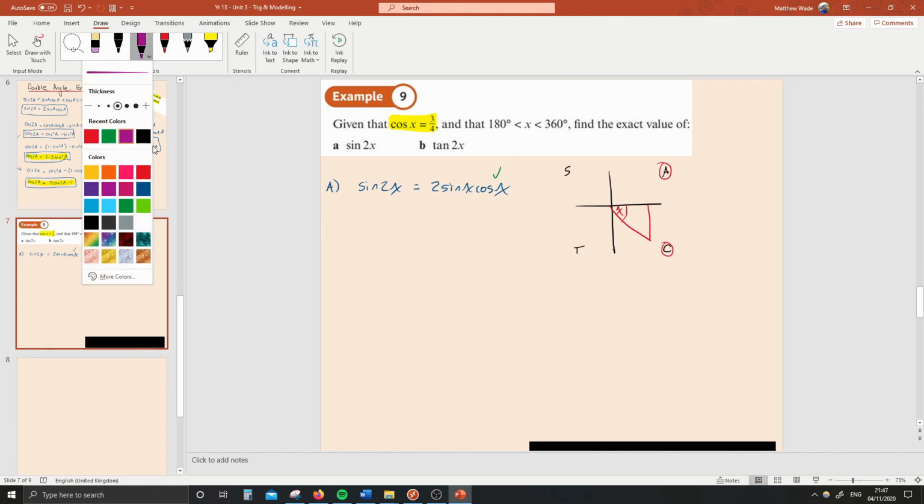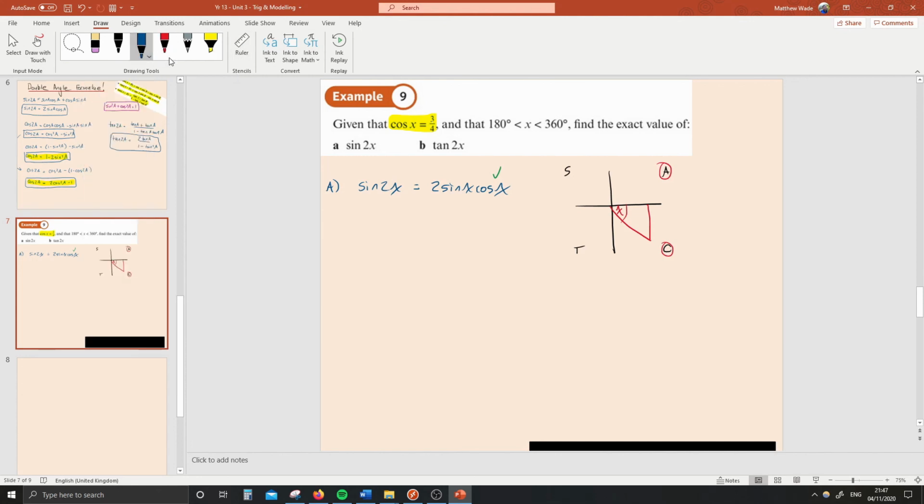Now, the only extra thing we've got to do, buddies, is get it labeled. Cos of x is adjacent, which is 3, over hypotenuse, which is 4. It's a 3, 4, 5 triangle, so that's 5. What kind of 5 is it, though? That's right, it's a -5 because it's below the axes. Well, that's it. You solved it, buddies. So much better than the way the book does it, I have to say. But yeah, that's perfect. Sine of x now is just going to be -5/4.